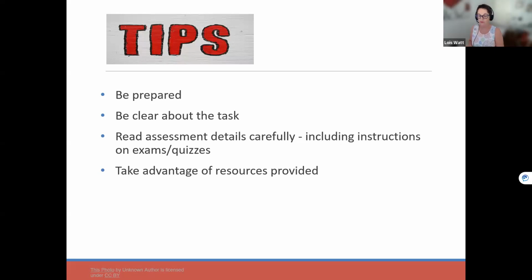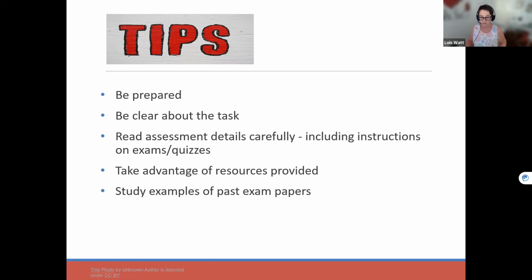Take advantage of the resources provided for you. So you have Moodle, you have your readings, you have your study guide, you'll have textbooks when you're an undergraduate, you've got people, you've got your friends, your peers in class, you've got your lecturers, you have a whole range of tips or resources that are available to you.